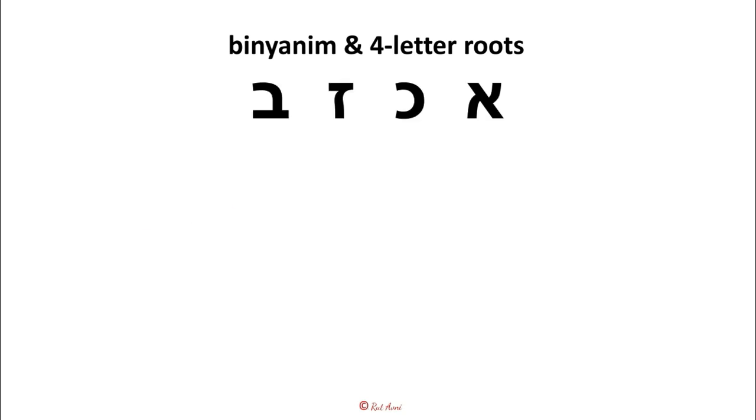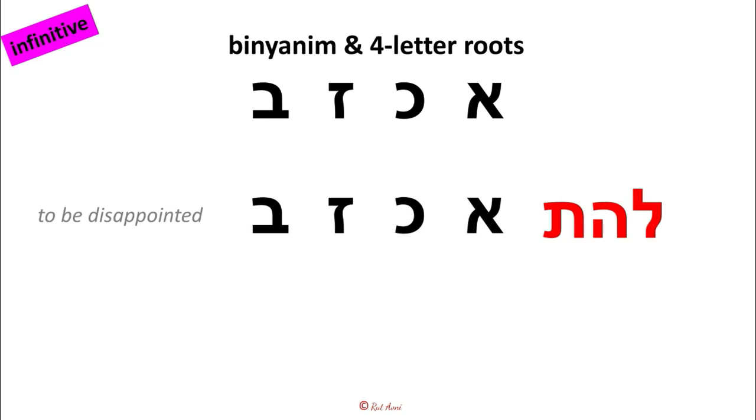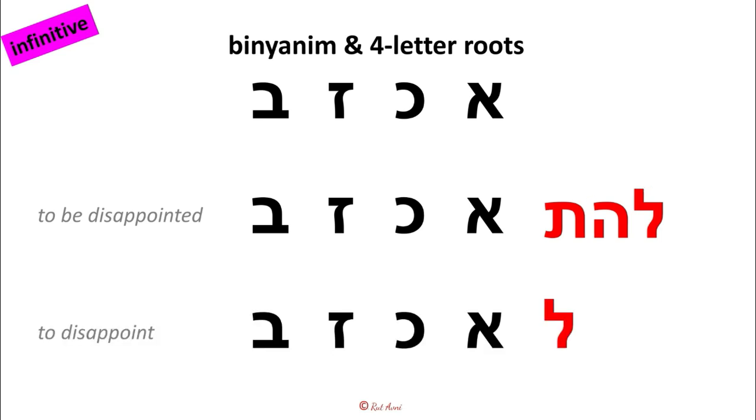Here is a root of 4 letters, and we will now see how the infinitive looks in PL and in HITPL. HITPL, to be disappointed, lehit achzev. What did we do? We took the root and we put lehit in front. In PL, it is to disappoint, le'achzev. Same rule, we took the root, we only placed a lamed in front.